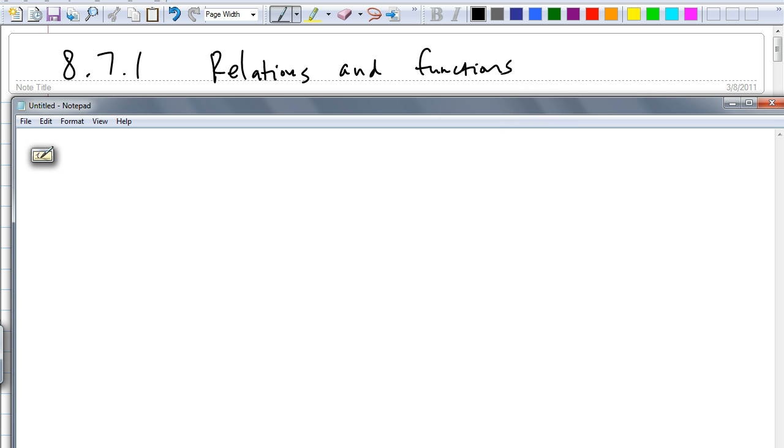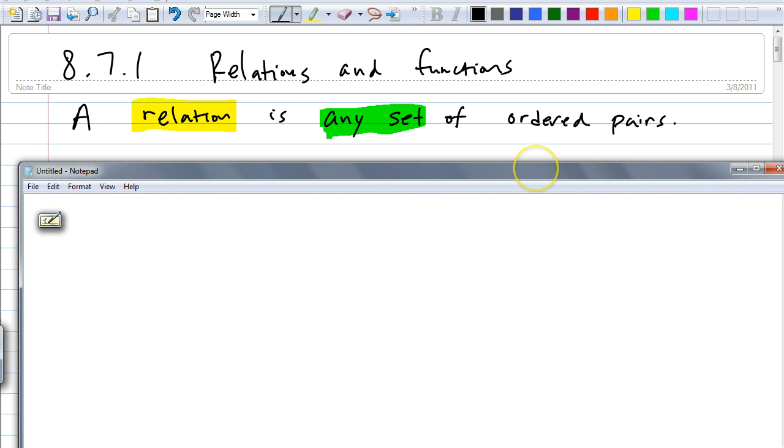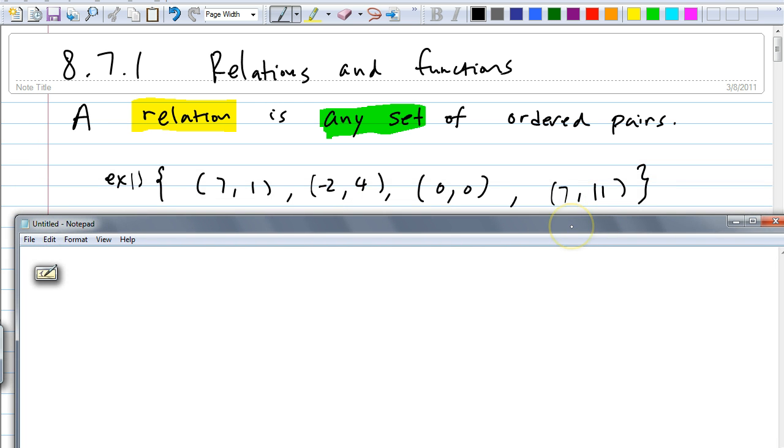A relation is nothing more than something that you've actually seen before. It's nothing more than a set of ordered pairs. Here's an example. I just randomly chose some ordered pairs. You give me any set of ordered pairs, that's what a relation is. So write that down. A relation is any set of ordered pairs.